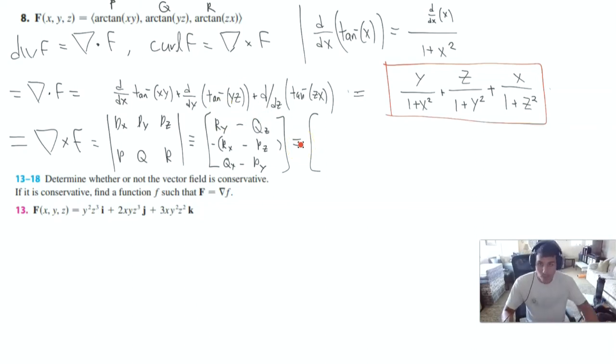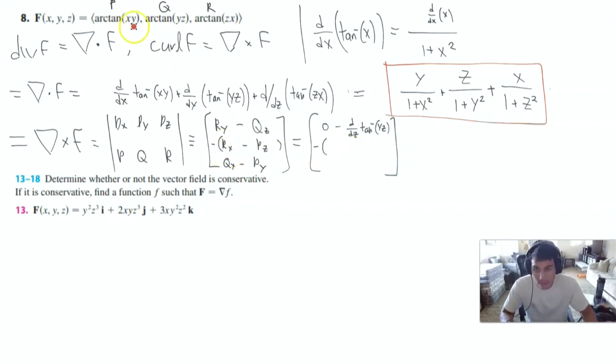Nonetheless, r with respect to y. Looks like there's not a single y term in here, so it's 0. Q with respect to z. There is a z term in here, so it would be something like this. Minus, because there's a minus here, q with respect to z. So it's d dz of tan inverse yz. I'll write it out. I won't skip steps on you guys, don't worry.